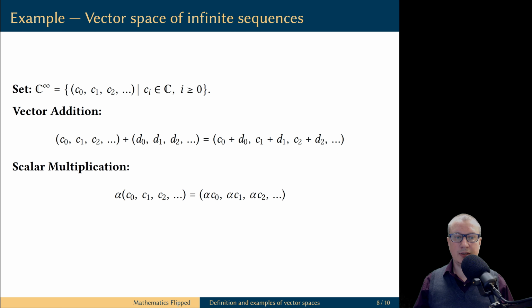In the next example, our set is infinite sequences. We define the operation of addition on infinite sequences in a natural way. We simply add them component-wise. Also, we define the operation of scalar multiplication by scaling every component of an infinite sequence. Again, please check carefully that all 10 properties of the vector space structure hold in this case, and therefore this is yet another instance of a vector space.